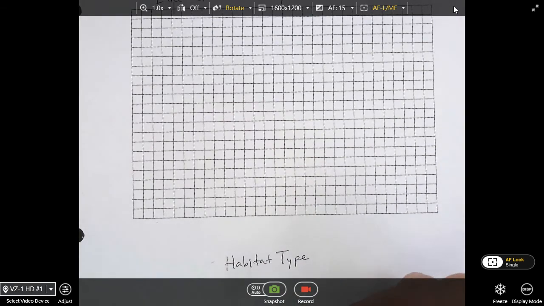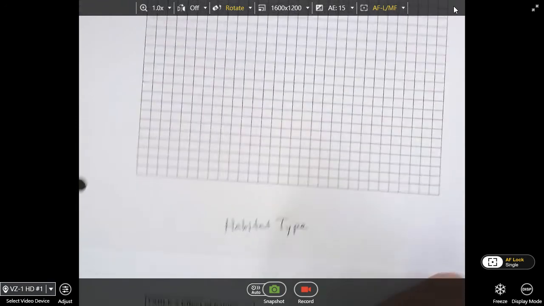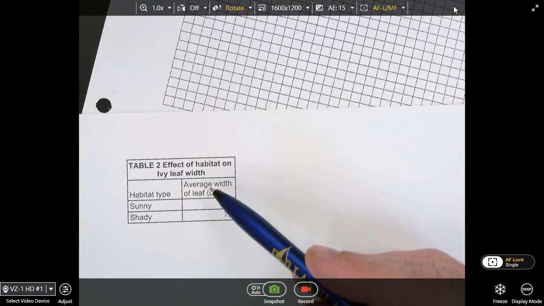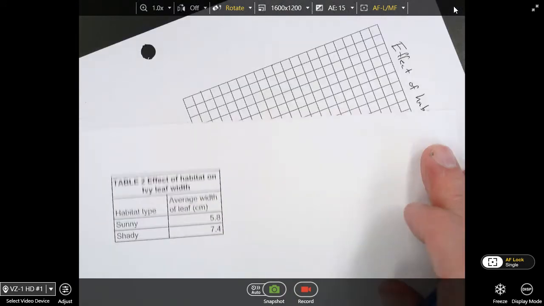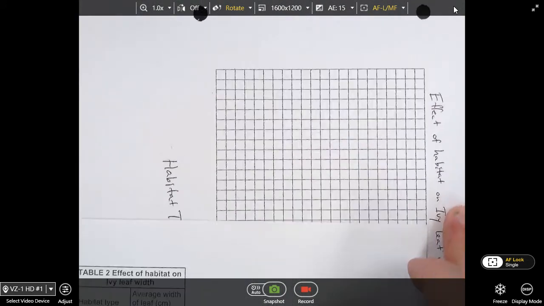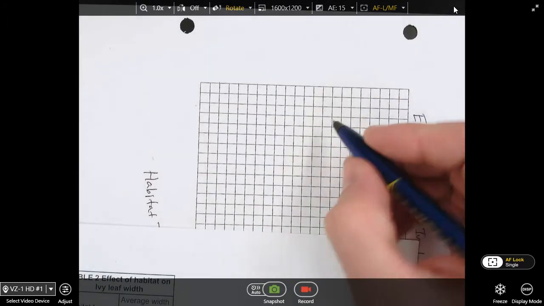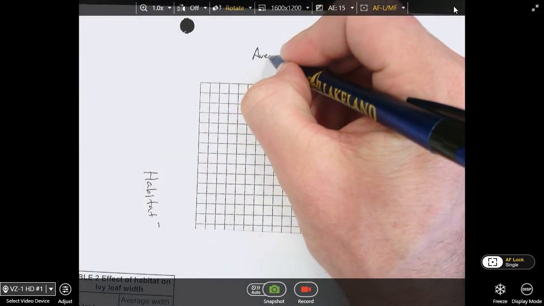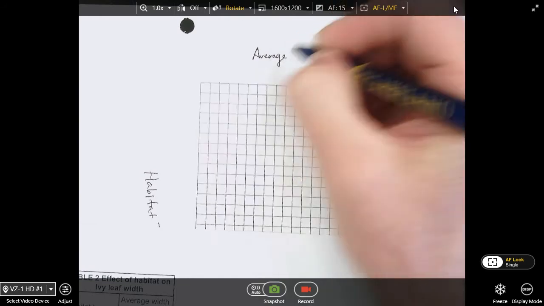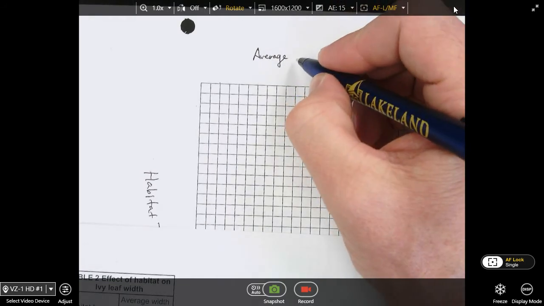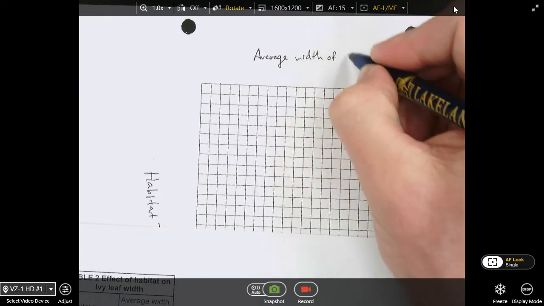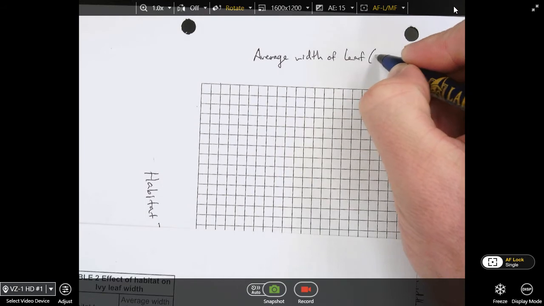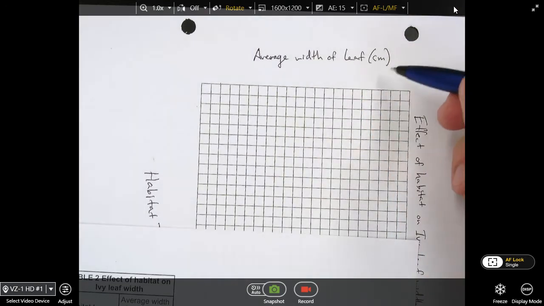And on my y-axis, I'm going to put average width of leaf, along with the units I'm measuring that in. So I take my graph and turn it sideways. I'm going to put it on my y-axis, leaving some room for my scale. And I'm putting the units, the tags that go behind the numbers, in parentheses after my label.